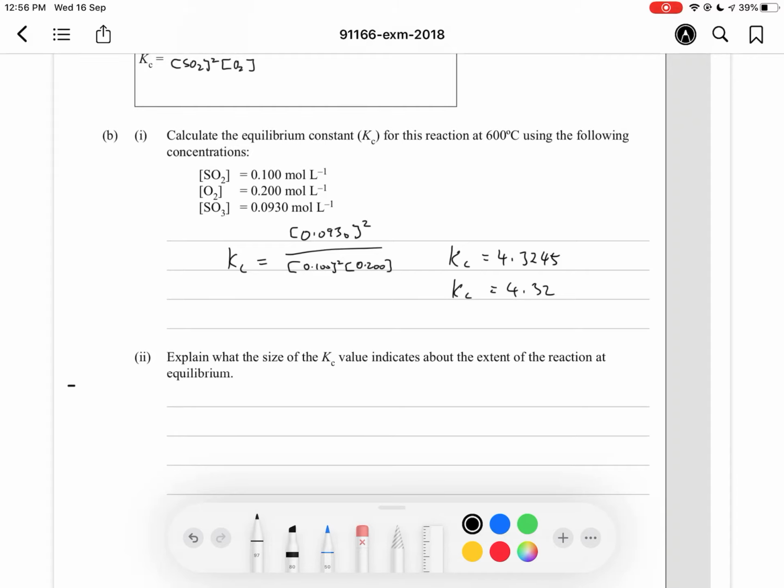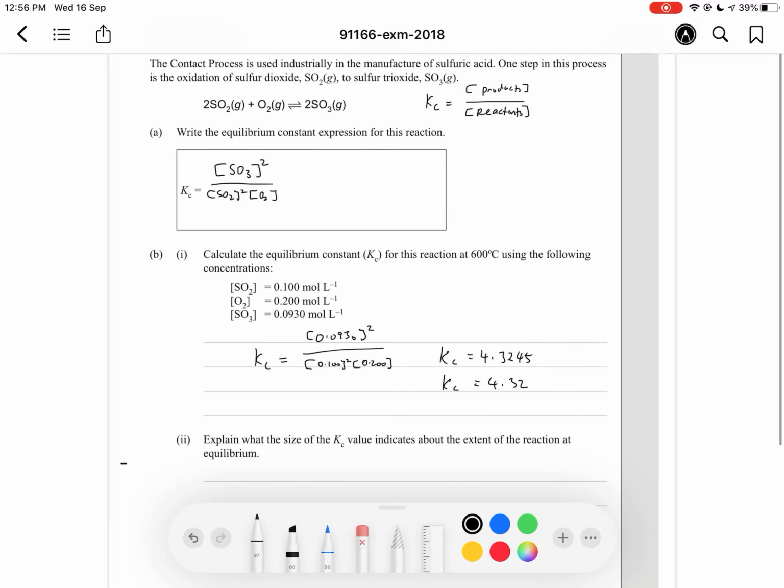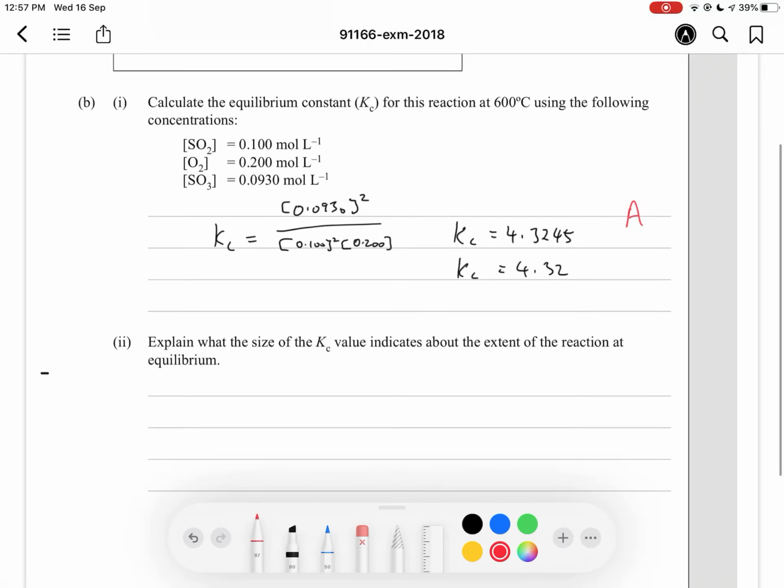Alright, so in terms of the grades for these questions, for question A, writing the correct equilibrium constant will get you an achieved. For question B, if you find the correct equilibrium constant, you will get an achieved. And in terms of getting question II, so explain what the size of the Kc value indicates about the extent of the reaction at equilibrium.